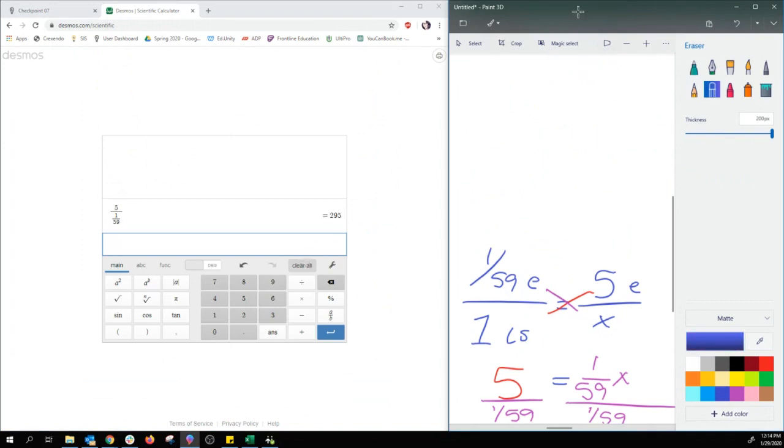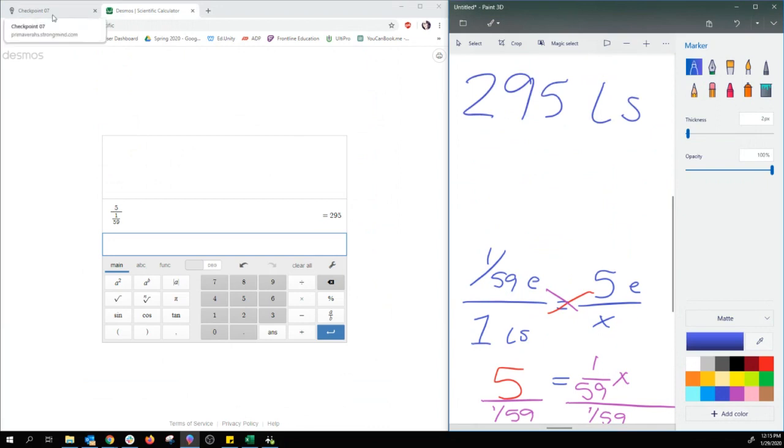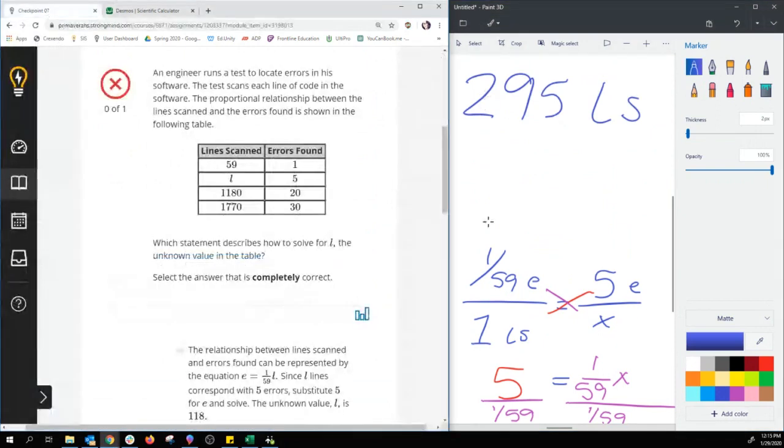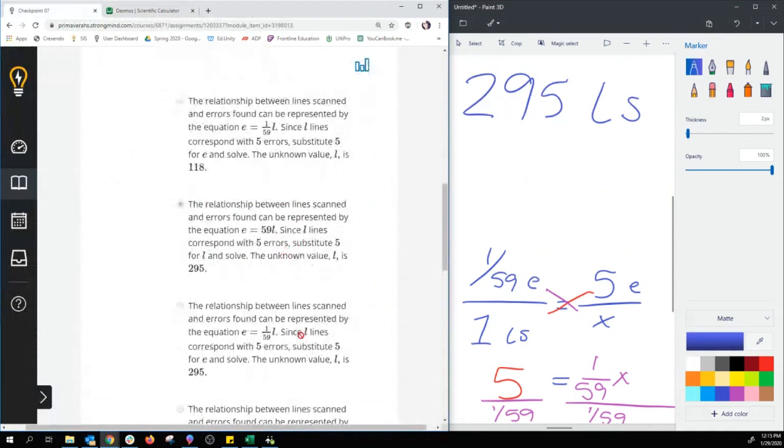So this tells me that there were 295 lines scanned. So this is my L. Okay, so when I'm looking at these answer choices, I'm going to pick the one that says the unknown value L is 295. Now, there are 2 of them, right? This top one, this second one, and this third one both have the 295.